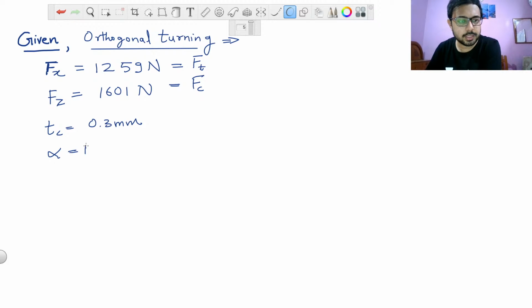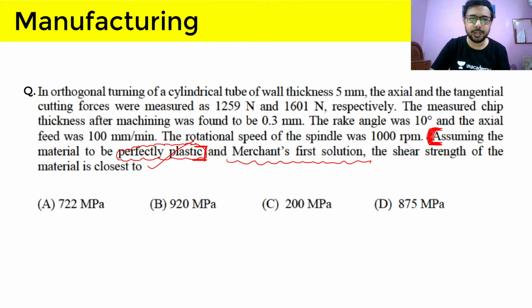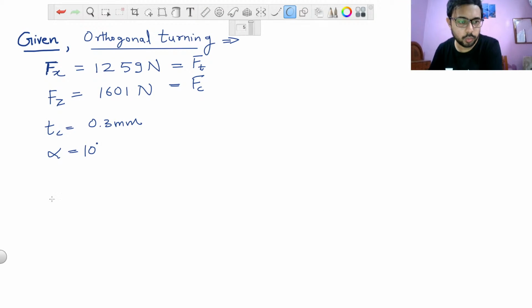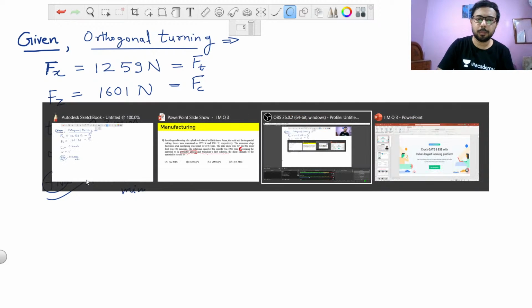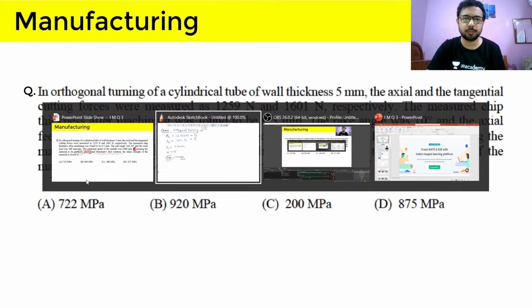the rake angle alpha is given as 10 degrees, and the axial feed, which is usually equal to Fn, is given as 100 mm per minute, and the rotational speed is given as 1000 rpm, and that's it. We have to find the shear strength.